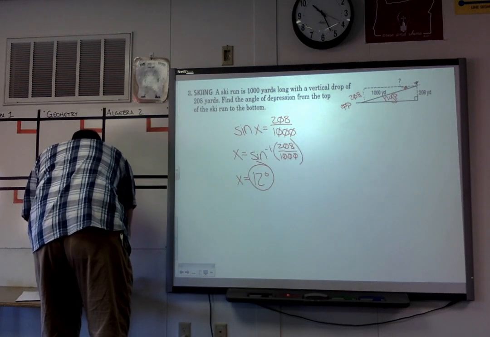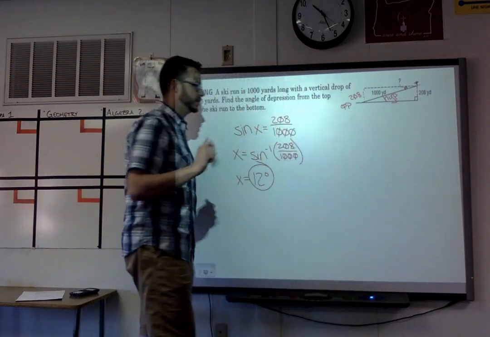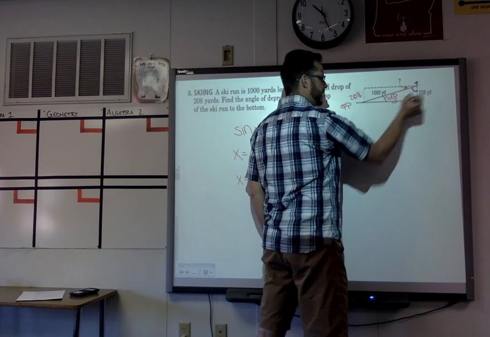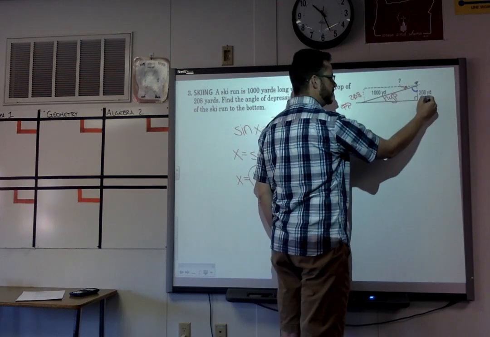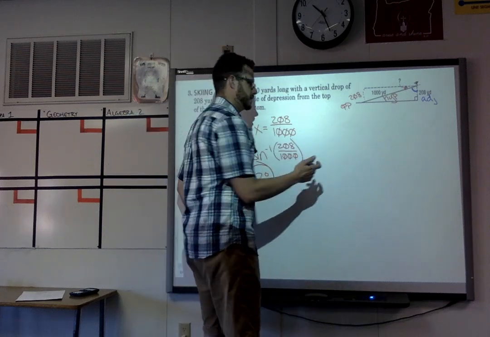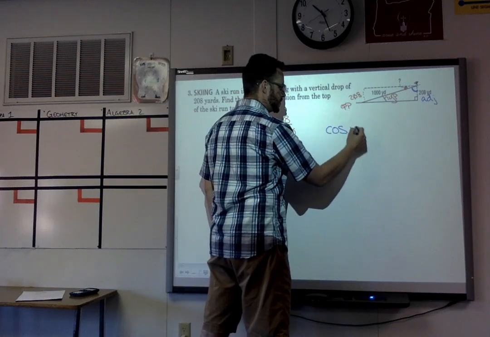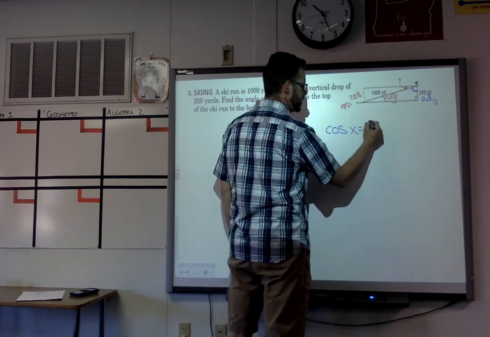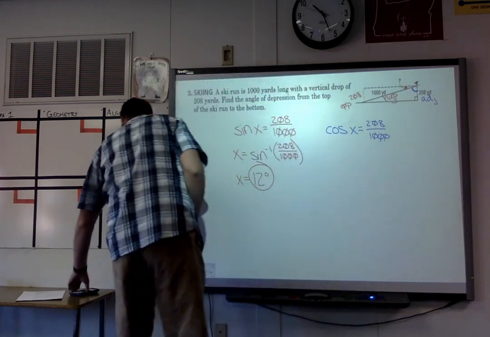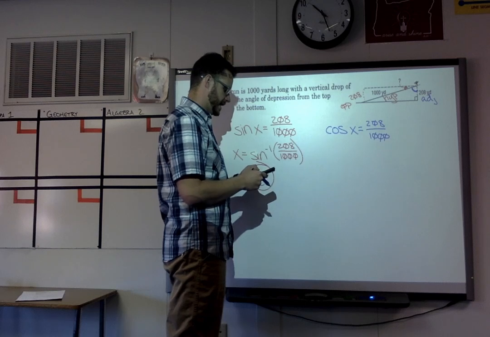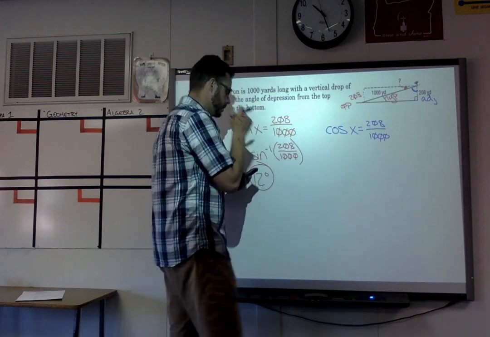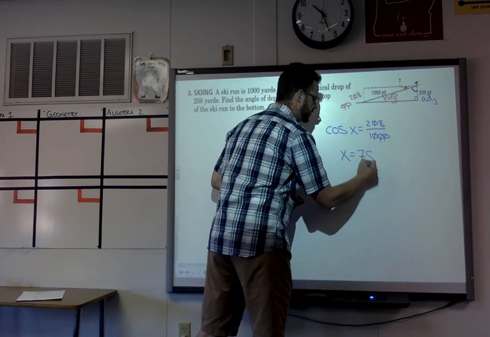Now the other way that I could have done this, I'm going to do in blue here, is I could have found this angle right here, in which case I've got my hypotenuse and my adjacent side. Adjacent and hypotenuse is going to be cosine. So I would have the cosine of x is equal to the adjacent, 208, over the hypotenuse of 1,000.